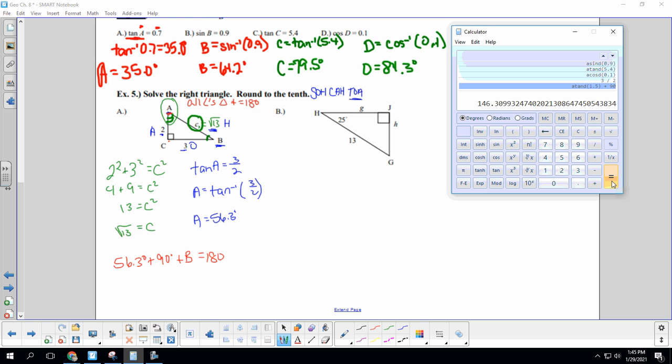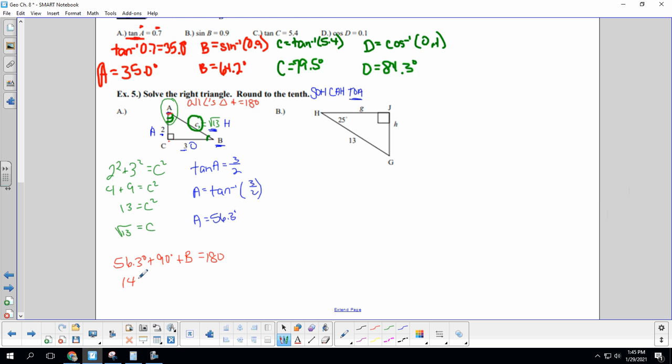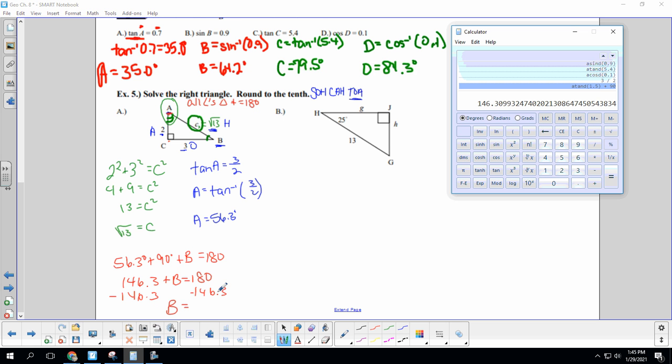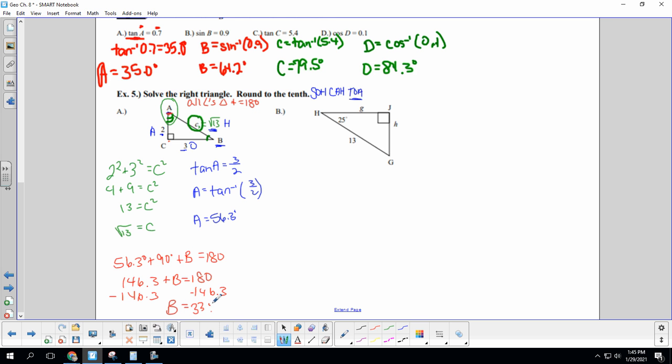So add 90 to that. So 146.3 plus B is equal to 180, minus 146.3 from both sides. Oh, Miss Avogarth, again with the algebra, living in geometry land. How dare you? So 180 minus 146.3 is 33.7 degrees. And then we have all the sides, 2, 3, root 13, and we have all the angles: 56.3, 33.7, and 90. Let's go ahead and highlight those so that you can see them a little bit better. So we have root 13, we have 56.3, we have 33.7.